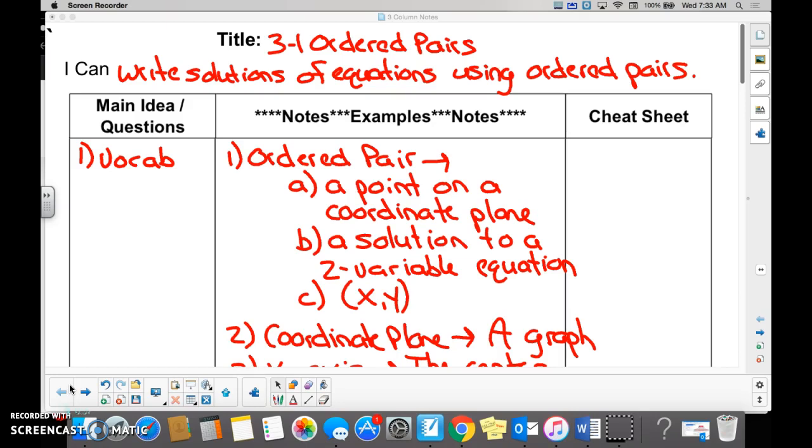Title is 3-1, ordered pairs, and the I can statement is I can write solutions of equations using ordered pairs. There are quite a few vocab words, all of which should be reviewed. The first one is ordered pair.